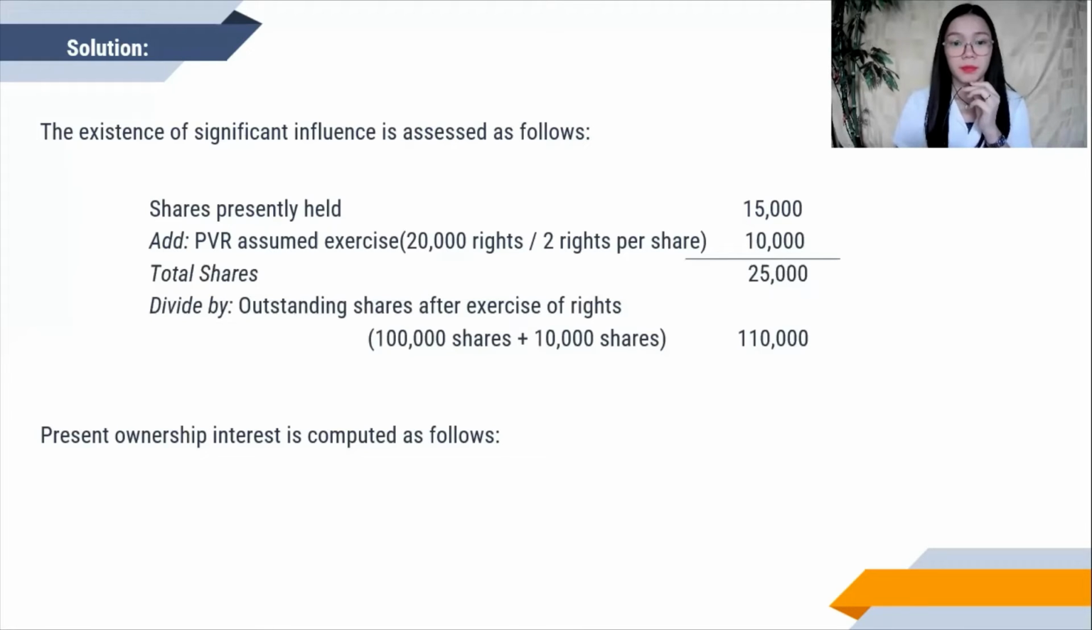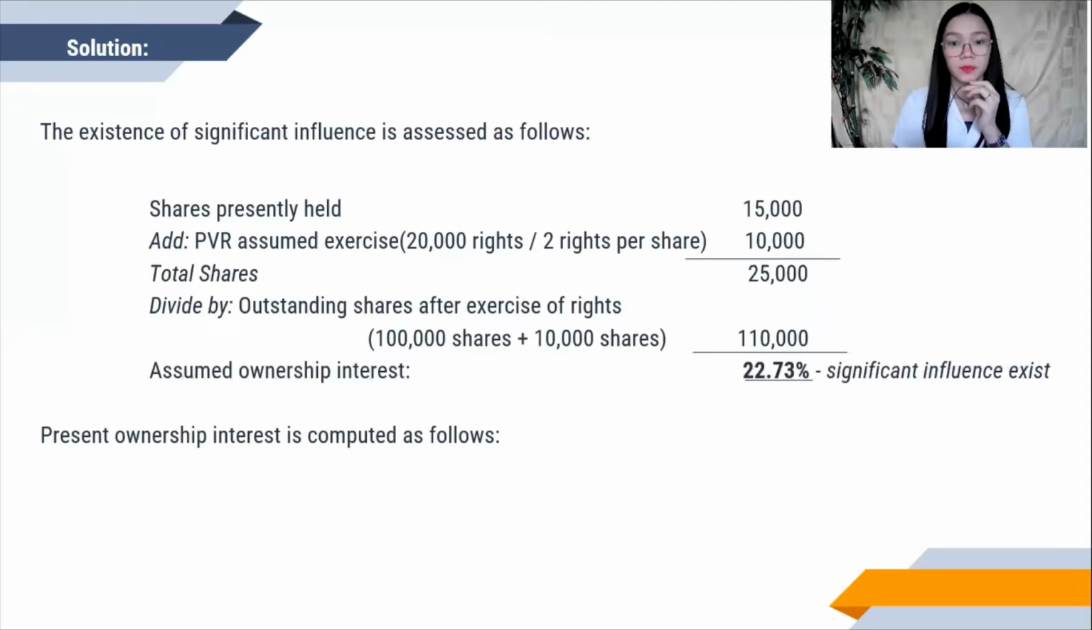So ilang percent yon? So 22.73%. So merong 22.73% ownership interest si Pepper Company over Morgan Company. So there is a significant influence exists. So pag na-determine na natin na meron na tayong significant influence over an investee or kay associate na, gagamit na tayo ng equity method. So ginagamit lang natin yung potential voting rights in assessing significant influence.